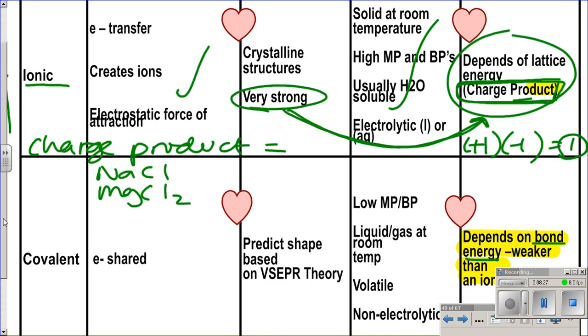I'm doing absolute value here. Magnesium chloride has a 2 plus times a 1 minus, because where am I getting the 1 minus from? The charge of chlorine, right? So that's got an overall of 2. So magnesium chloride has a stronger ionic attraction than sodium chloride. Give me an example of something that's stronger than magnesium chloride. Ionic bond. Go crazy.